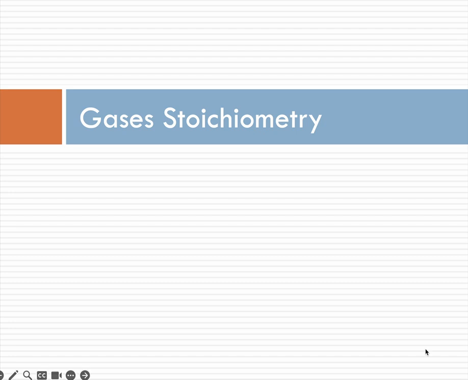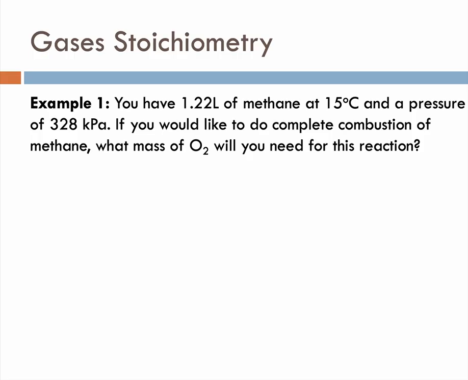So we've learned all kinds of stuff about gas laws, but can we use that now to do some stoichiometry? Well, yes, we can, of course. Here's an example. Let's say you've got 1.22 liters of methane gas at 15 degrees Celsius and a pressure of 328 kilopascals. Let's say you want to do complete combustion of that methane gas. Let's figure out how much oxygen, and we'll figure it out as a mass, that you need for this reaction.